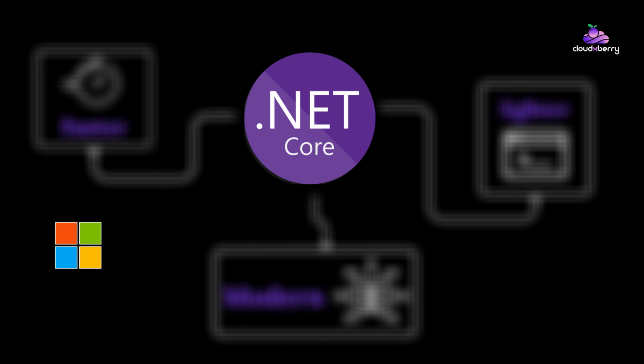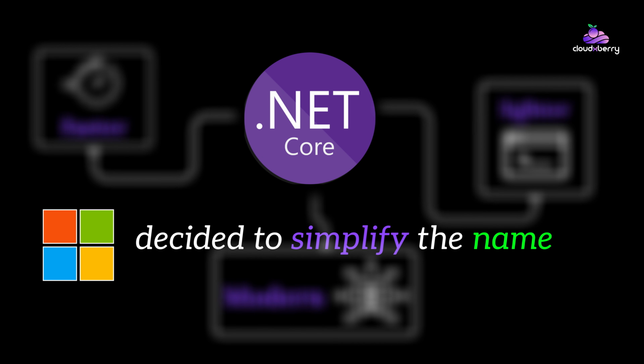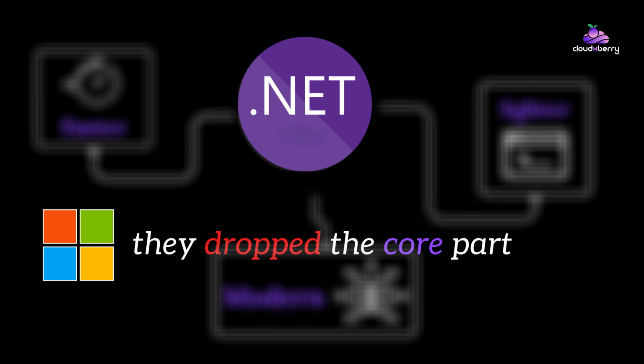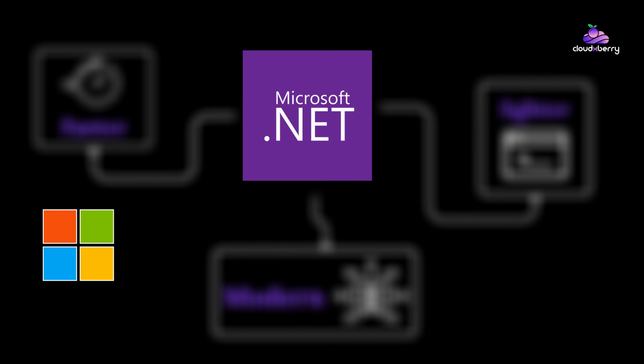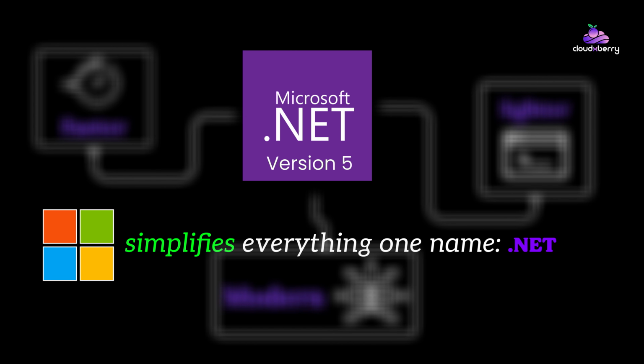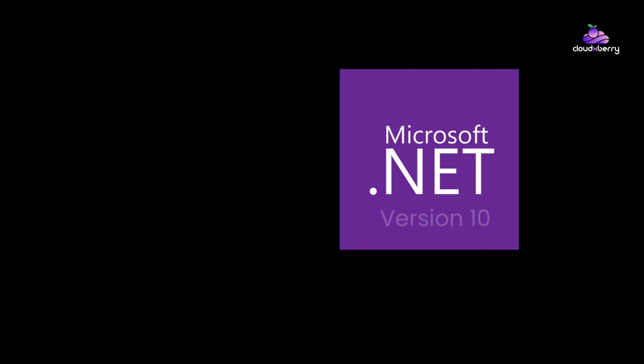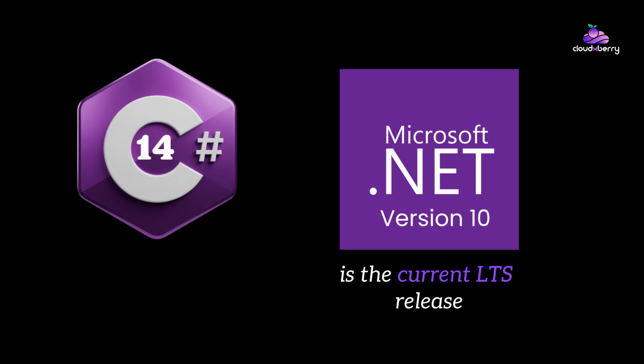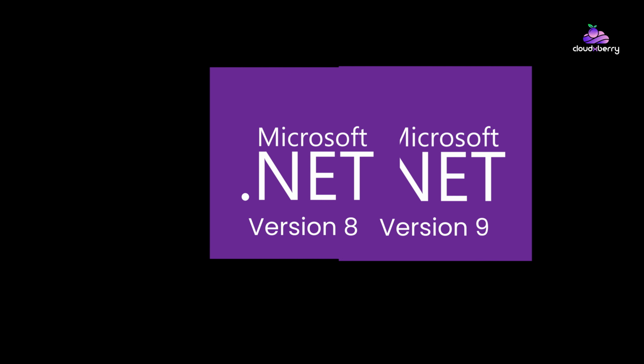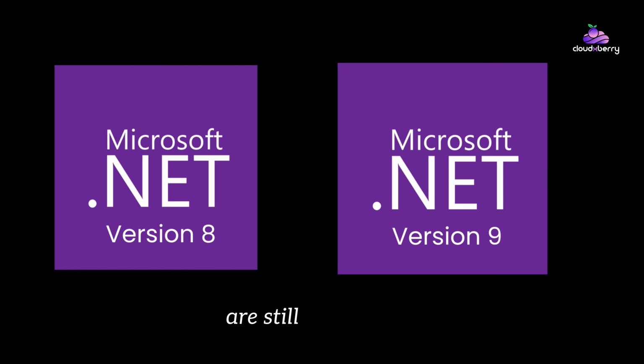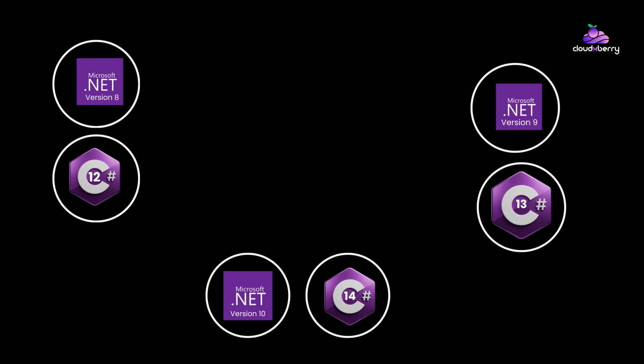It was faster, lighter, and more modern. Then at some point, Microsoft decided to simplify the name. They dropped the core part and just started calling it .NET, starting at version 5. I know, I didn't name it. Today, .NET 10 is the current LTS release, and C# 14 is the default language version for .NET 10. Older versions like .NET 9 and 8 are still supported, they just come with older versions of the language.